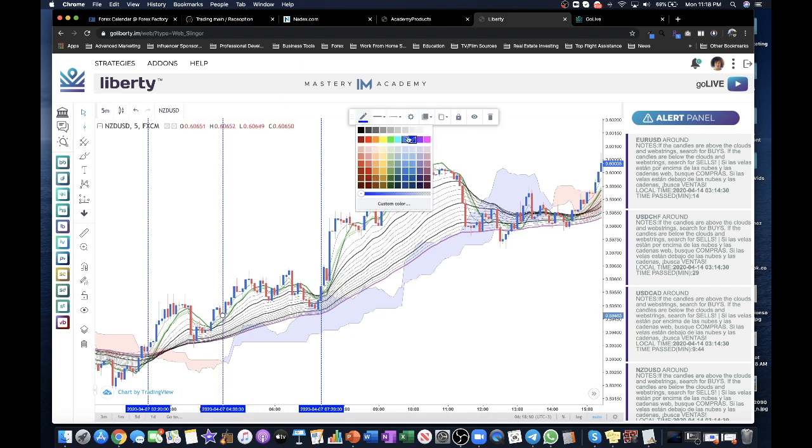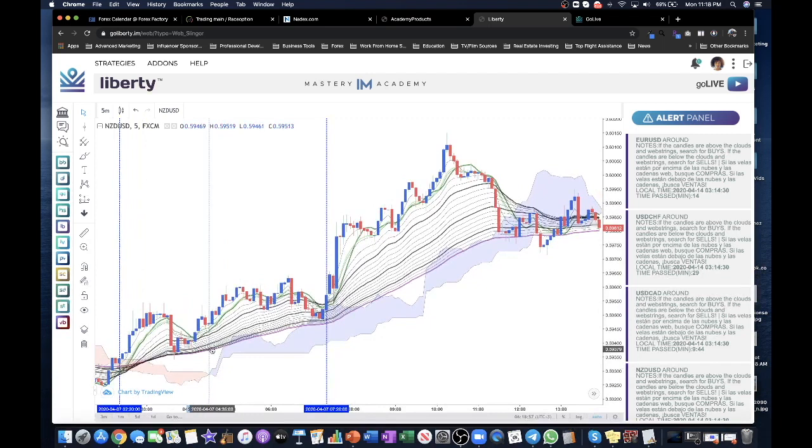Let me make it a different color here. Let's make it lighter blue. So the candles are above the clouds. The candles are mostly above the web strings, and then we get a pullback. Boom, touch and respect the green line. You're going to buy at the green line, and the time expiry is going to be the same, 5 to 15 minutes, 3 candlesticks in this 5-minute setup. So 1, 2, 3. Above that point, you'd have still cleared that trade.